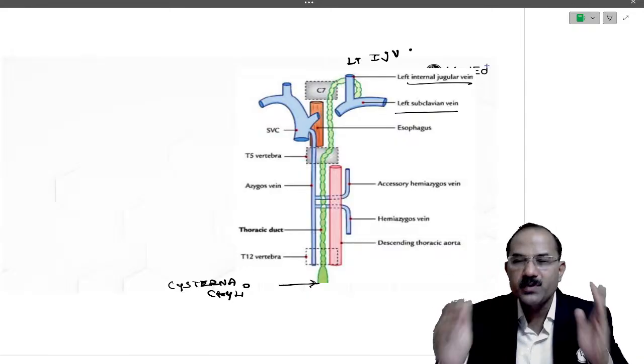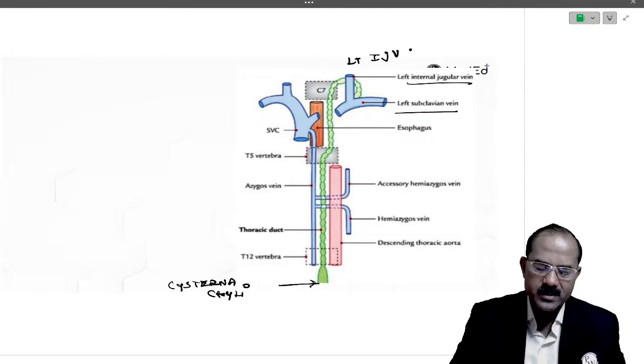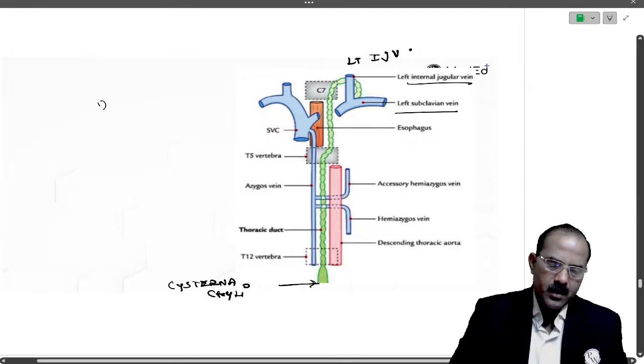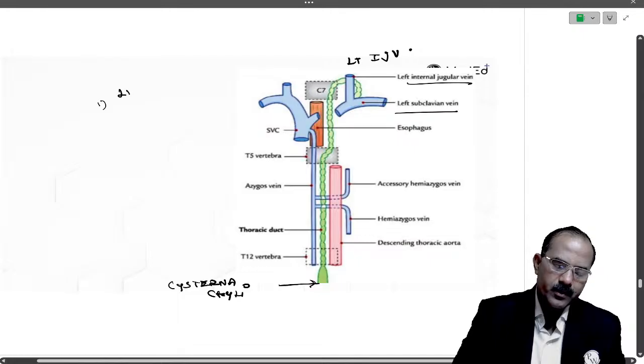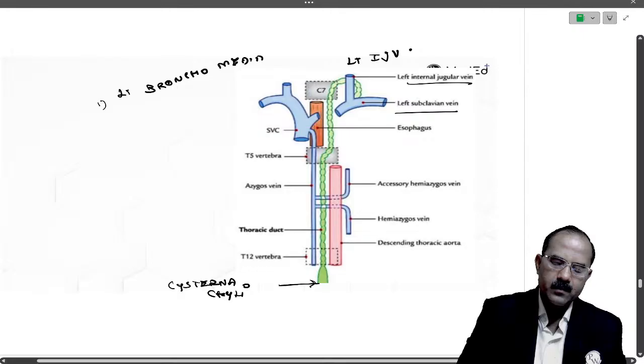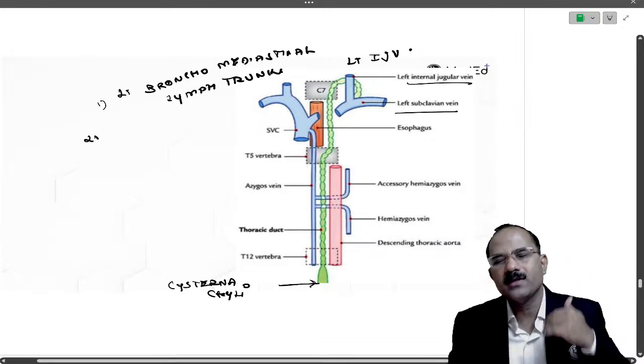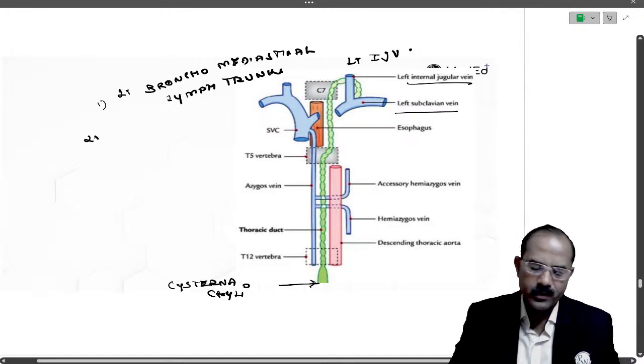What are the tributaries of the thoracic duct? Tributary number 1 is the left bronchomediastinal lymph trunk. Ye thorax se lekar aayega; the left bronchomediastinal lymph trunk will bring lymph from the left side of the thorax.